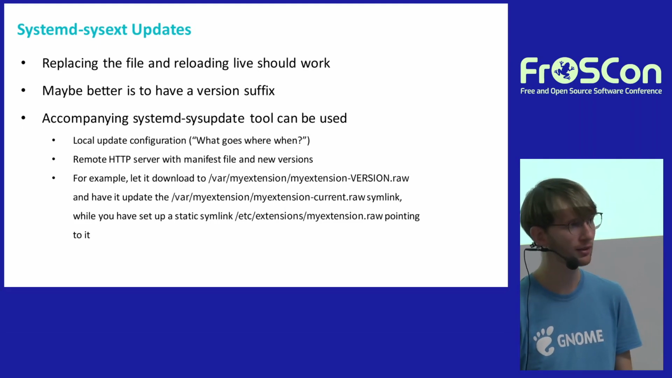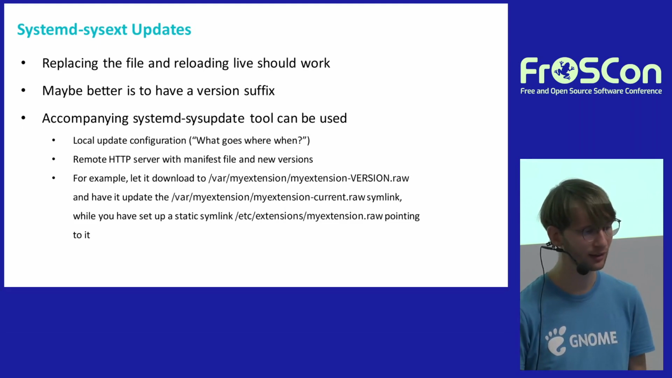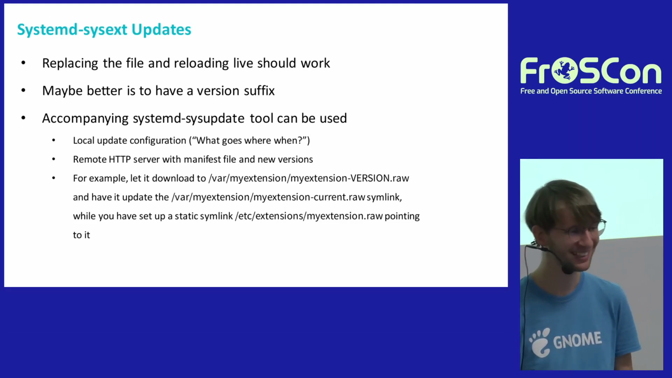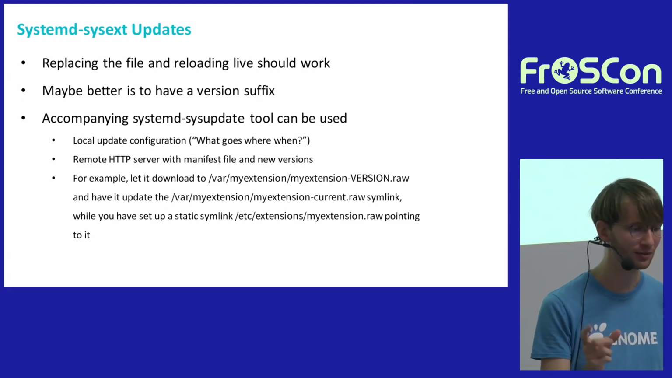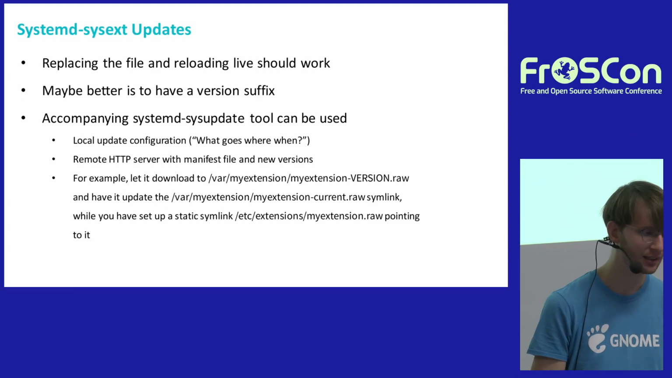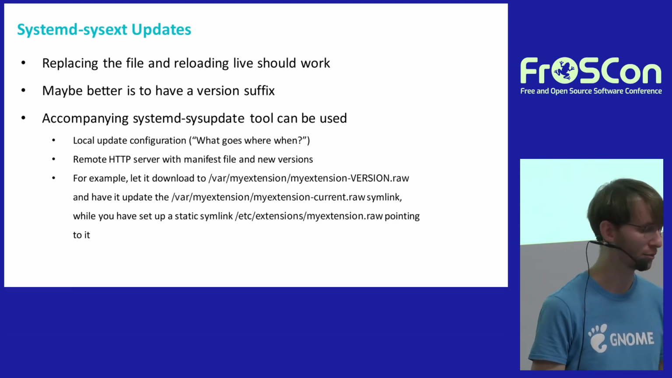And what you can also use is the accompanying systemd-sysupdate, in 25.1. It's very new and has some rough edges, but you can use it for exactly this. You have some kind of local update configuration for your component that you want to update. It says what goes where and when. And then you can have a remote server or some local directory with a manifest file that tells, okay, these are the versions that are there. And then suddenly there's a new version, and systemd-sysupdate can download this version and put it into this directory, and then also set up the current symlink for you if you want.